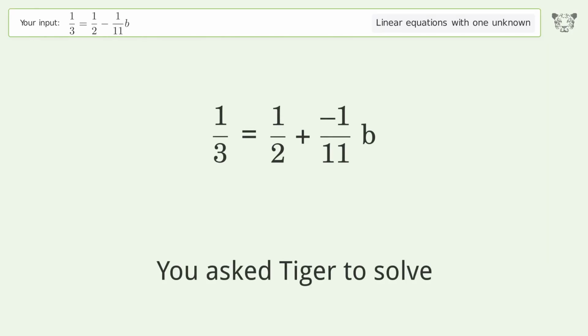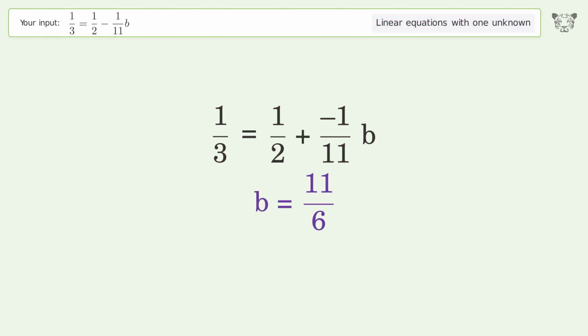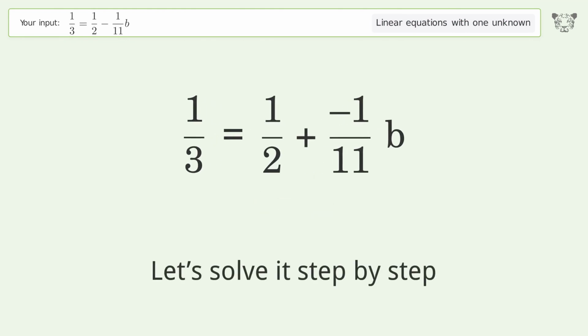You ask Tiger to solve. This deals with linear equations with one unknown. The final result is b equals 11 over 6. Let's solve it step by step.